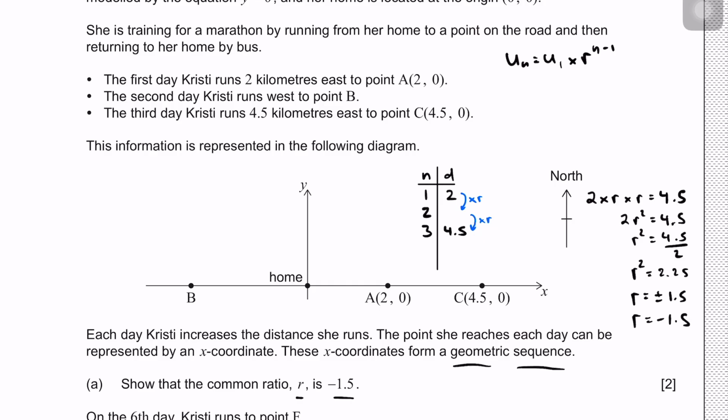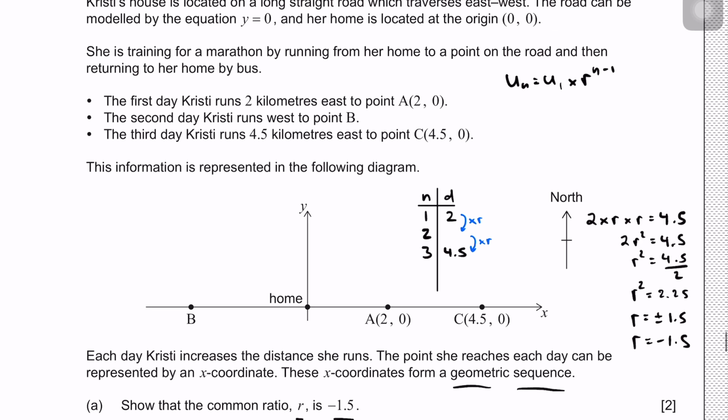All right, that's certainly one way to do it. We could use this formula as well. We know the value of u1, which is 2.